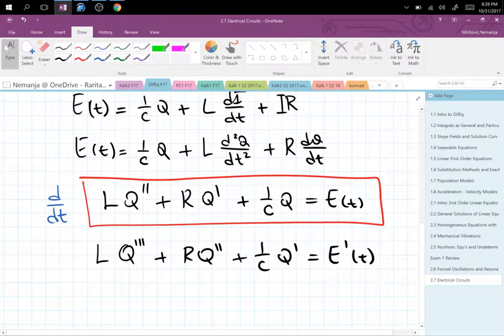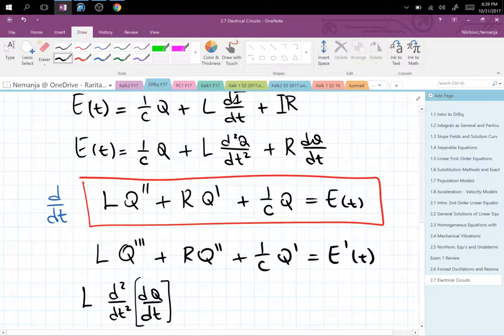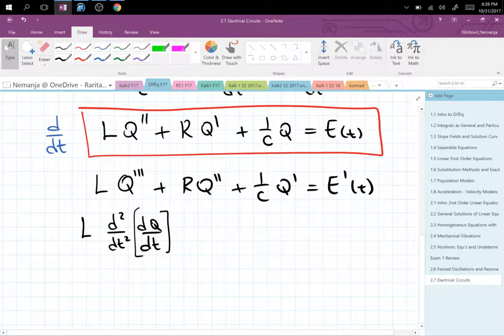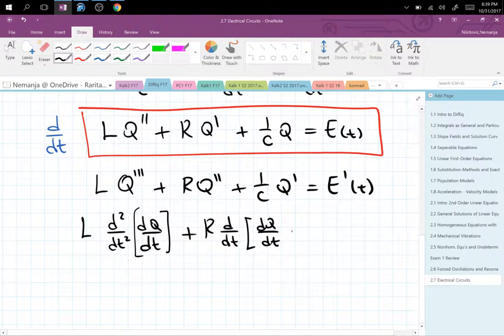If you write it out, you will get the second derivative of dq dt. This is actually the third derivative, because you have d squared and then d. That's d cubed, so it's a third derivative. Plus R d dt of another dq dt plus 1 over C of another dq dt is equal to E prime, which is the source.